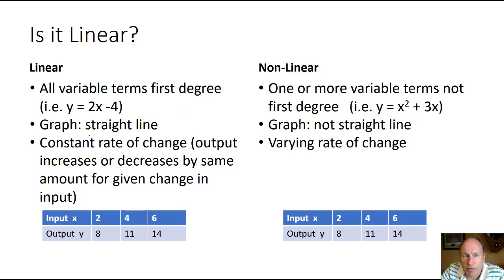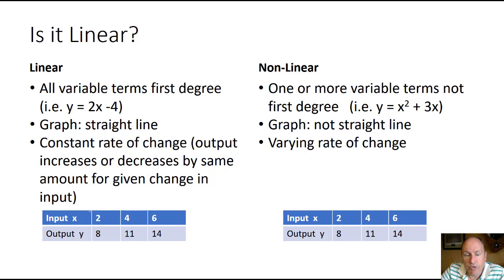A second way we can determine if something is linear is looking at the graph. Is the graph a straight line? If the graph is straight, then we have a linear situation. If the graph is not straight, if it has some sort of curves in it, then it is not linear. Finally, we can look at the data itself. So this is analytic, graphical, and numeric methods of determining whether something is linear.